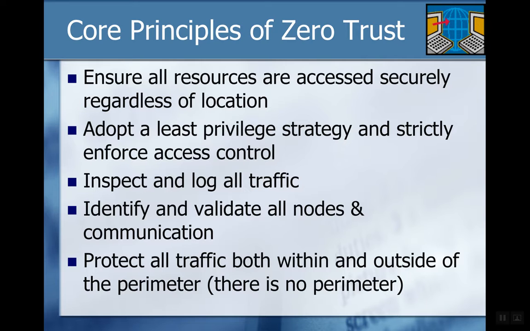Right. And then the idea is all traffic, both within and without the perimeter, because the former perimeter is protected. So there is no perimeter in the zero trust model.